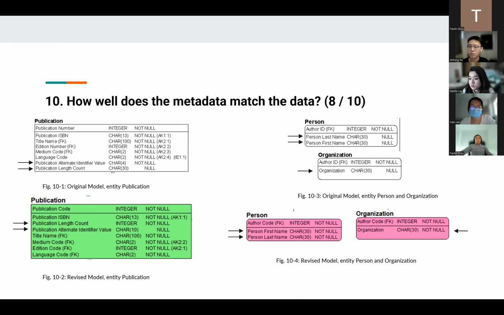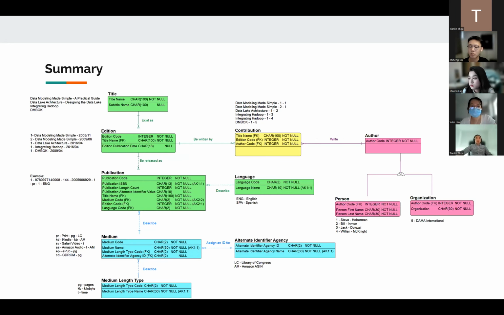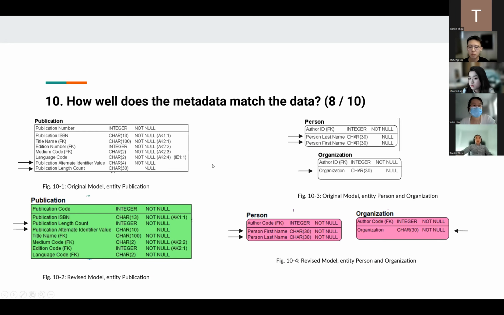In conclusion of category 10, the overall data type and null option match the data that will be imported in this data model. And the mistakes are mostly minor. We give this category 8 out of 10. Next, please.